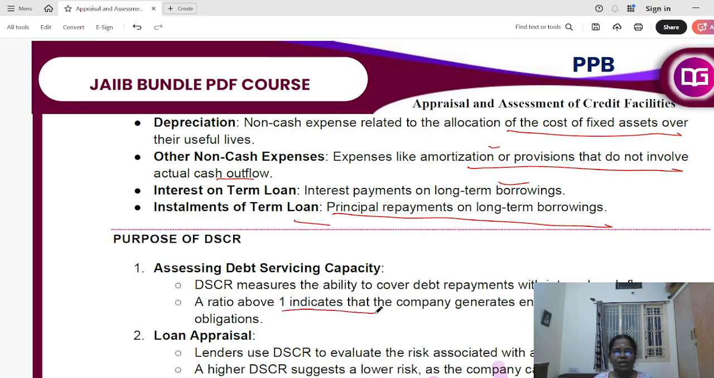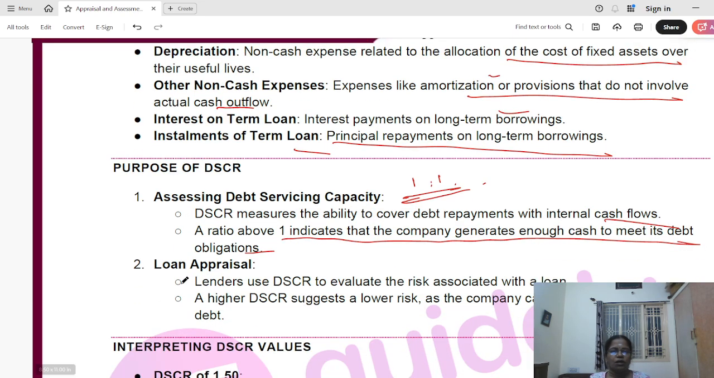A ratio above 1 indicates that the company generates enough cash to meet its debt obligations. So the debt equity ratio should be 1:1, and if it is so, they can meet the debt obligation. Loan appraisal: the lender uses the debt service coverage ratio to evaluate the risk associated with the loan. That is what DSR is for, to find out what risk is associated with the loan. If DSR is higher, risk is low; if DSR is low, risk is high.